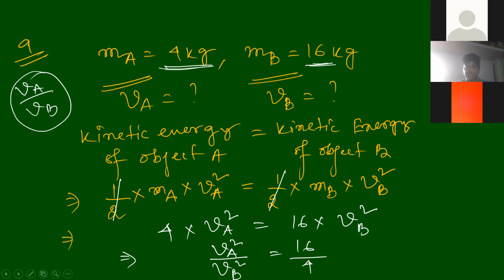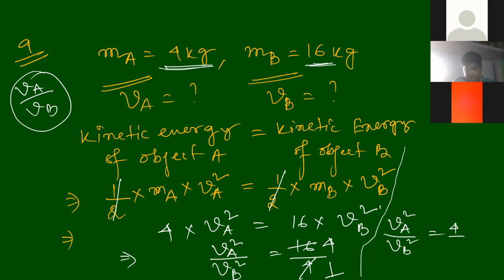I hope this line you have understood. V of B square has come to the left hand side and 4 has gone to the right hand side. I can calculate this one. 4 ones are 4, 4 fours are 16, right? So what answer will I get? Let's finish the sum here also. So V of A square by V of B square equals 4 by 1. So we can say that V of A upon V of B equals root over 4 by 1.